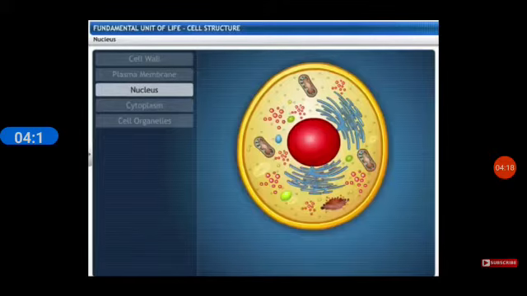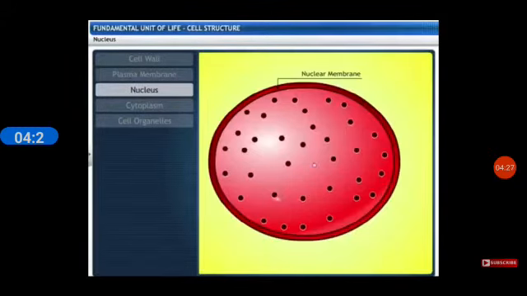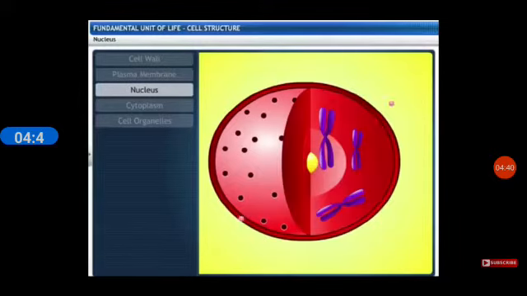Let's now look into the cell. This is the control center of the cell called the nucleus. The nucleus has a nuclear membrane which is double layered. The nuclear membrane is perforated to allow substances to enter and leave the nucleus. The nucleus contains chromosomes.